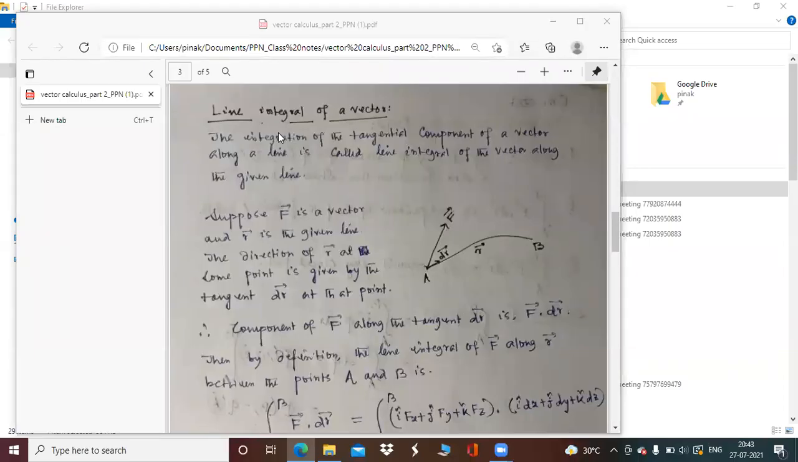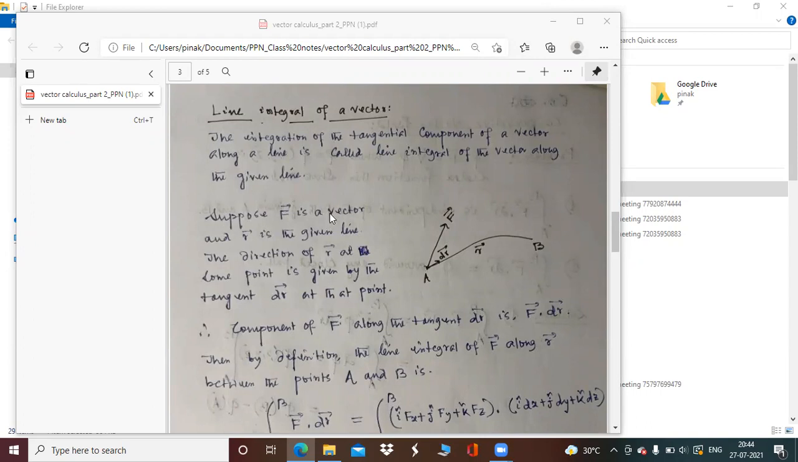So in this lecture, we'll be discussing line integral of a vector and conservative vector field. Now, the integration of a tangential component of a vector along a line is called line integral of the vector along the given line. So this is the definition of line integral of a vector. Now, what does it mean? Let us understand what is meant by this particular definition.